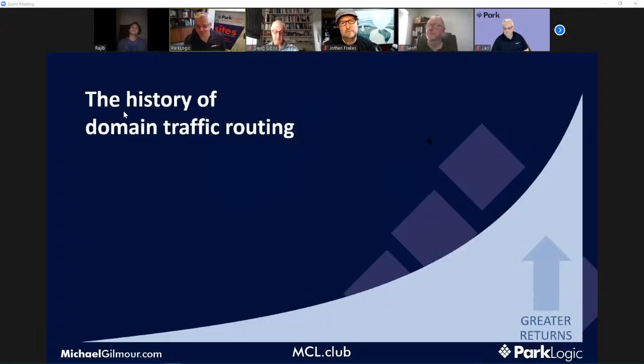Okay, so if we look at the history of domain traffic routing, back in the early days, the gold rush, you had a single provider. So we find that many domain owners nowadays still are using a single parking company. They're sending the traffic just to that one parking company. And that's down the left-hand end of this great big curve where you have greater returns as you go up the curve. And remember, this is a technological curve.